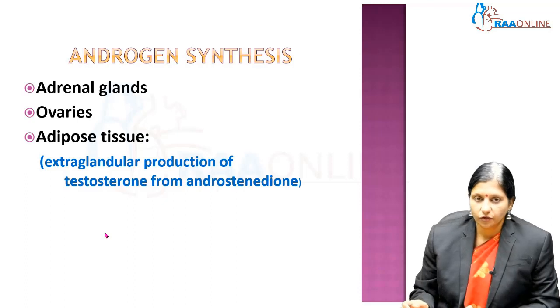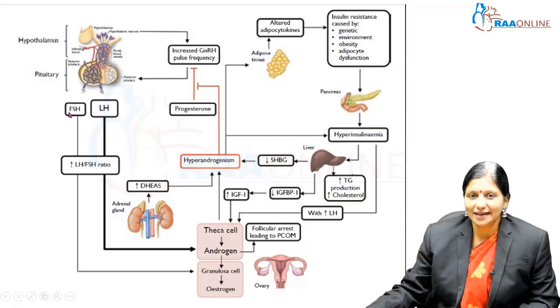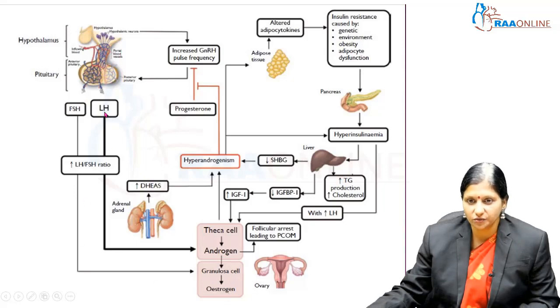Now where does androgen come from? It can come from the adrenal glands, from the ovaries, and also from the peripheral adipose tissue, which is the extraglandular production of testosterone from androstenedione in the peripheral fat. This slide shows the secretion of LH and FSH from the pituitary. If there is an increased GnRH pulse frequency, it is preferential to LH over FSH. LH acts upon the theca cells which secrete androgen, FSH acts upon the granulosa cells which secrete estrogen. So if the pituitary is more preferential to LH, there will be more androgens than estrogens.